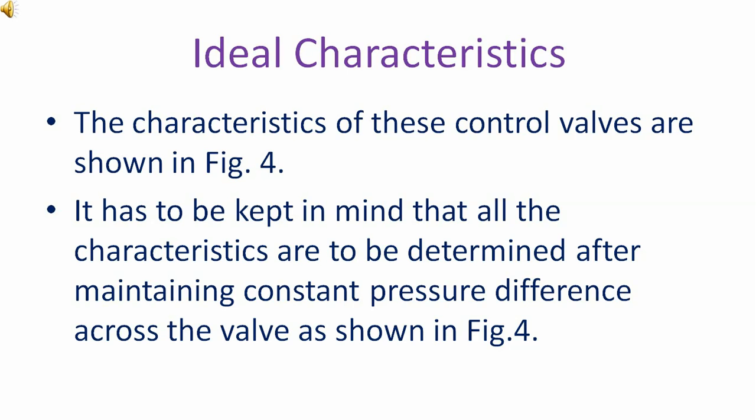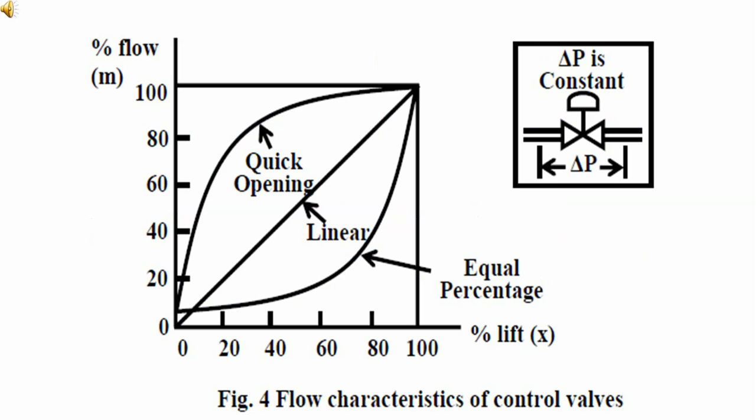It has to be kept in mind that all the characteristics are to be determined after maintaining constant pressure difference across the valve as shown in figure 4. This is figure 4, and we can see here that delta P is the pressure across the control valve and delta P is constant, and the flow characteristics are like this. This is the quick opening characteristic, this is the linear characteristic, and this is the equal percentage.